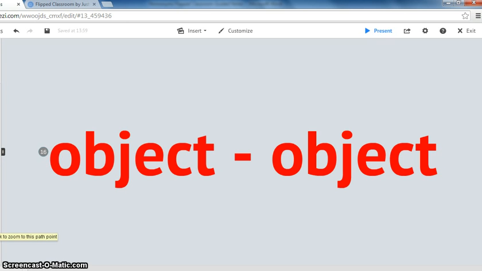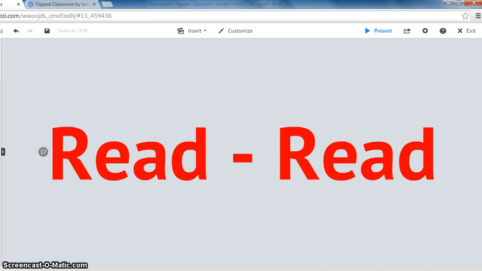Another example would be read and read. Read is past tense, read is present tense, they're both verbs that you're going to be doing.